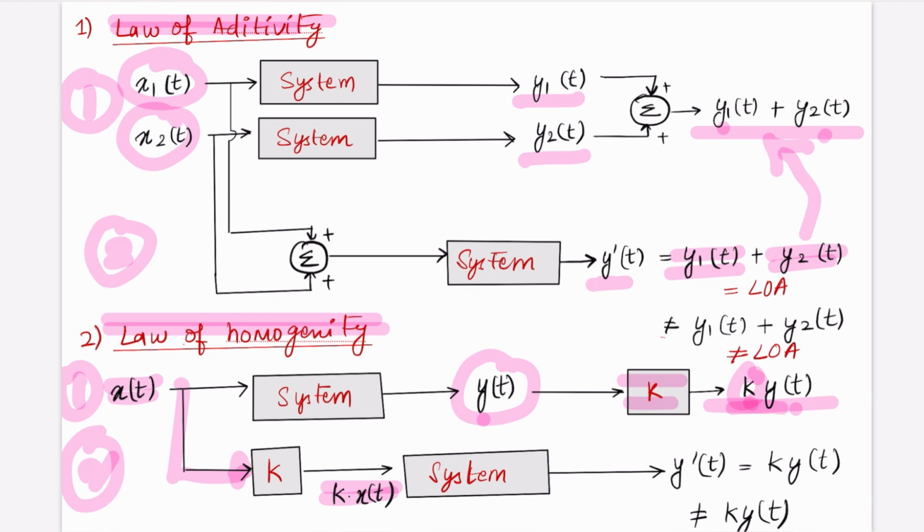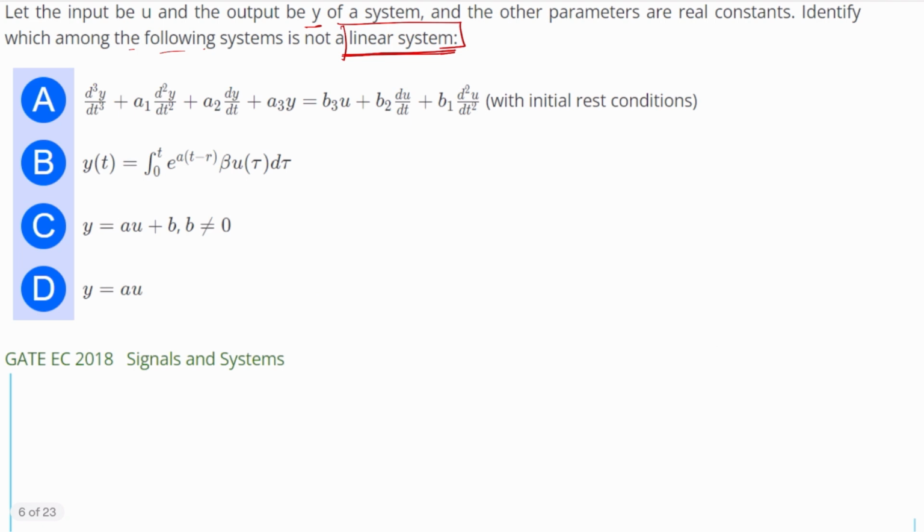If the output is equal to k y(t), that means it follows the law of homogeneity. And if it is not equal to k y(t), then it does not follow the law of homogeneity, right? So this is how we check for linearity of a system. We have to check for both the law of additivity as well as the law of homogeneity, right? Now you check for the systems.